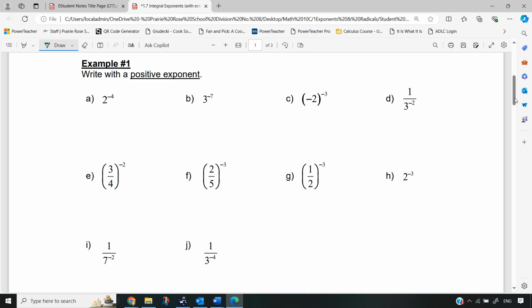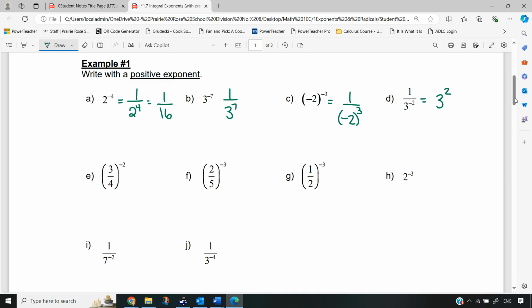Example 1 asks us to write each of the following expressions with a positive exponent. So 2 to the negative 4 would be 1 over 2 to the 4. And if I was asked to evaluate, I could go one step further and write 1 over 16. 3 to the negative 7 would be 1 over 3 to the 7th. Negative 2 in brackets to the exponent negative 3. Well, the negative 2 is going to stay in brackets, so it's going to be 1 over negative 2 to the power of 3. And again, if I'm asked to evaluate, I could go one step further. 1 over 3 to the negative 2 would be 3 squared.